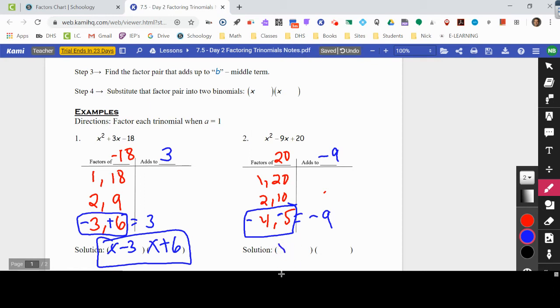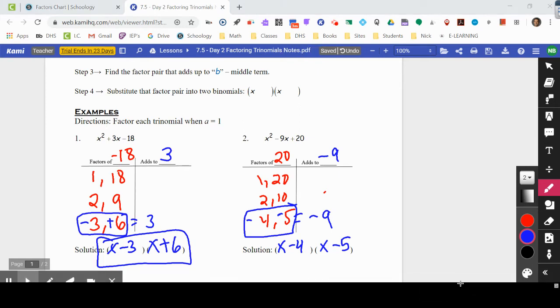So that means it's going to be x minus 4 times x minus 5. And you can always tell if you're right if you go ahead and FOIL this back out. x times x is x squared, x times negative 5 is negative 5x, negative 4 times x is negative 4x, negative 4 times a negative 5 is a positive 20. I can combine my like terms to get that negative 9x.